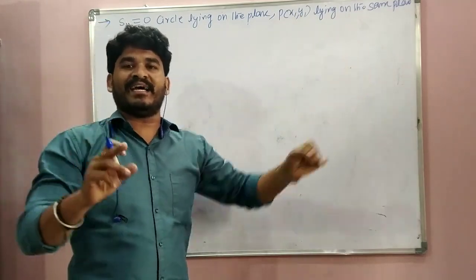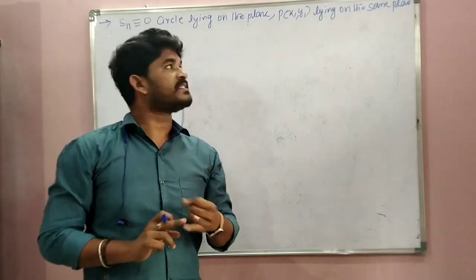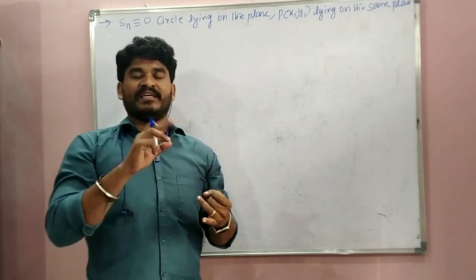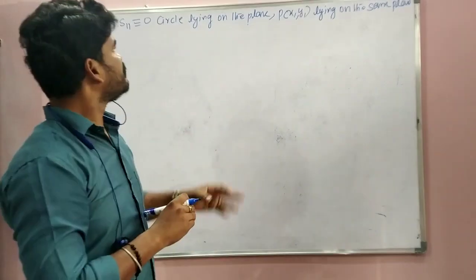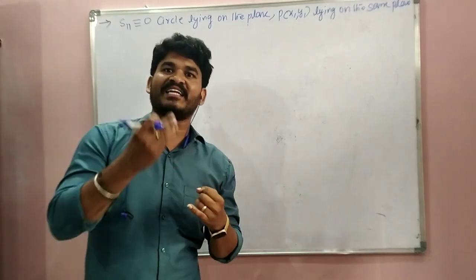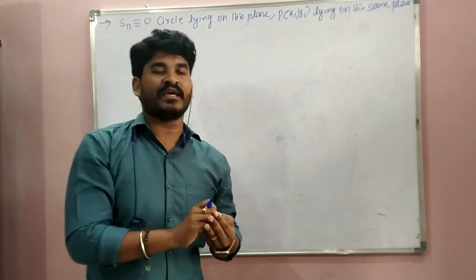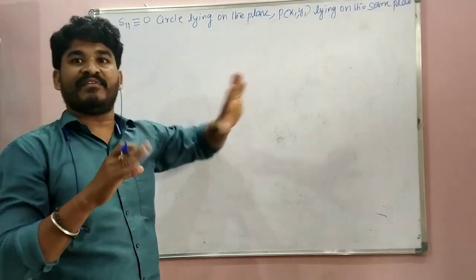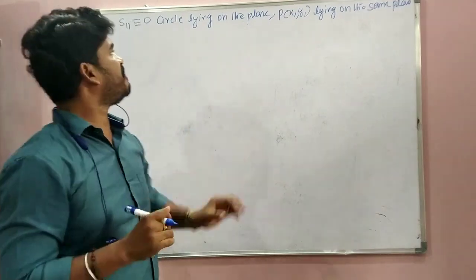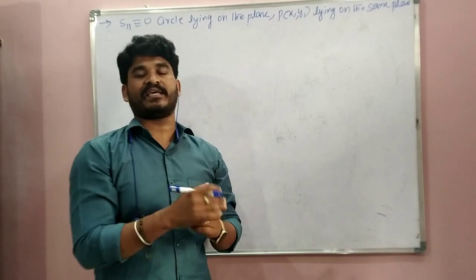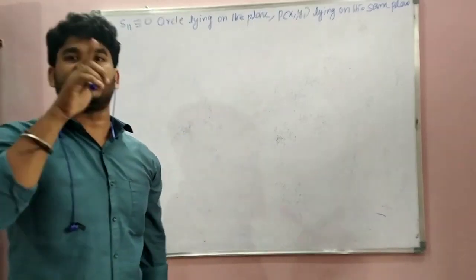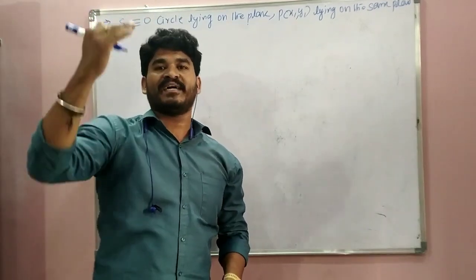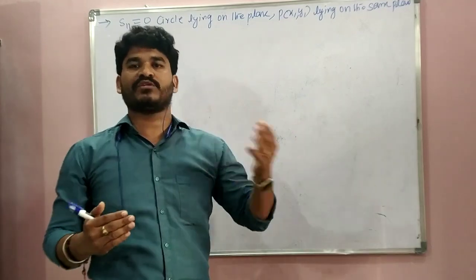Here three conditions are there. First condition: the point P(x1, y1) lies on the circle, S11 is equal to 0. The same way, P(x1, y1) lying in the interior of the circle gives S1 less than 0. And when P lies in the exterior of the circle, S1 is greater than 0. We are going to prove these three conditions.